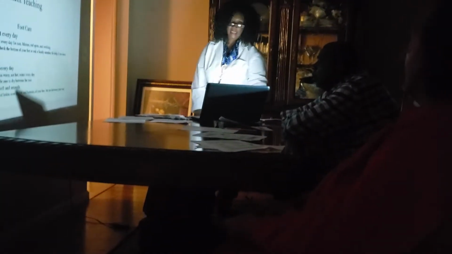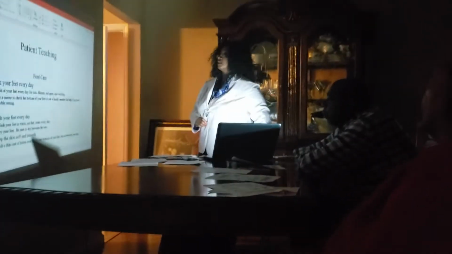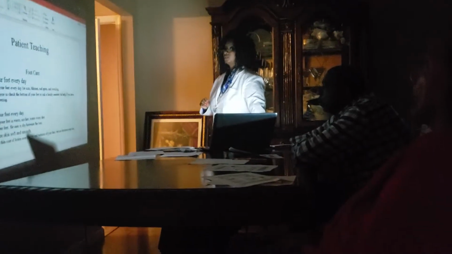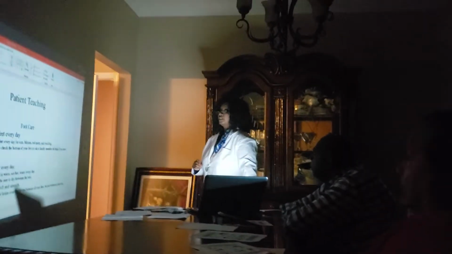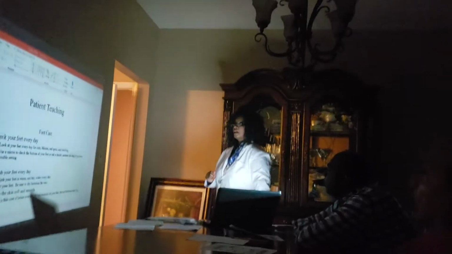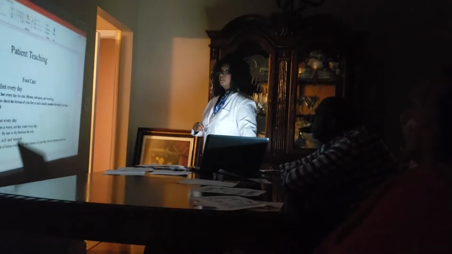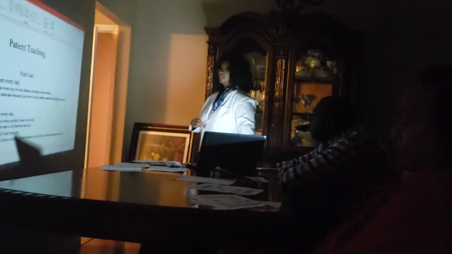Okay. And patient teaching, what we're going to teach our patients about foot care. It's important to teach your diabetic about foot care, because that's how they lose their limbs if they do not take care of their feet. You want to check your feet every day. You want to look at your feet for cuts, blisters, red spots, and swelling. You want to use a mirror to check the bottom of your feet or ask a family member to help you if you have trouble seeing your feet.